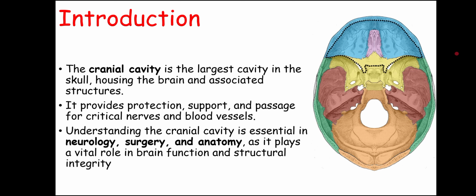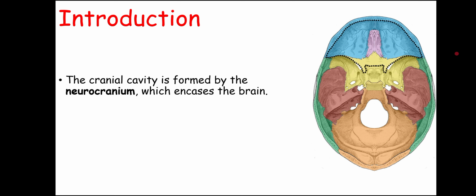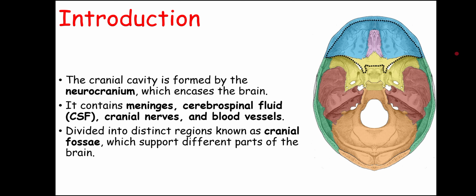and structural integrity. Further talking about the introduction, the cranial cavity is formed by the neurocranium, which encases the brain. It contains meninges, cerebrospinal fluid, cranial nerves and blood vessels. It is divided into distinct regions known as cranial fossae, which support different parts of the brain.